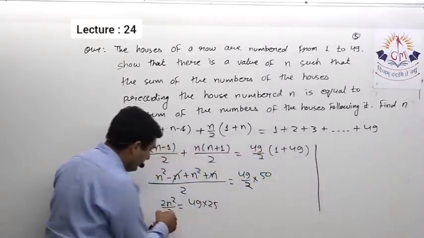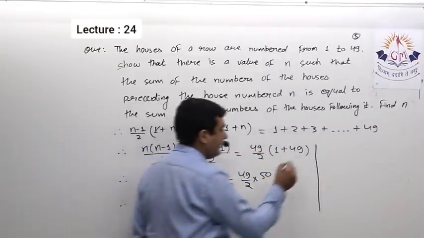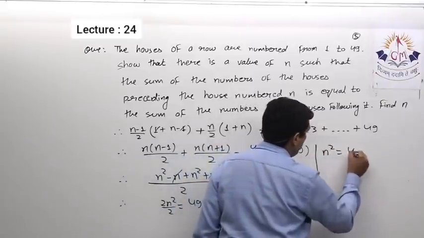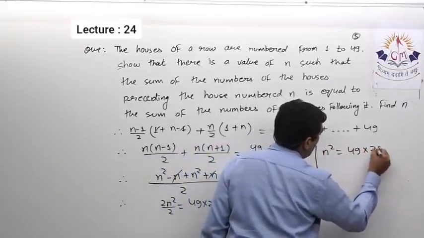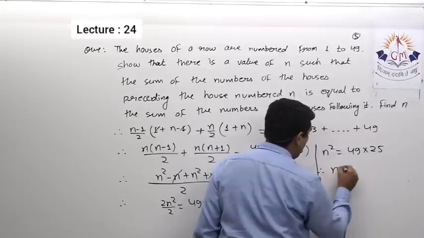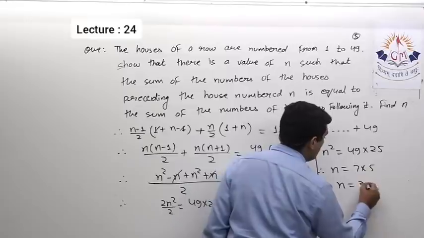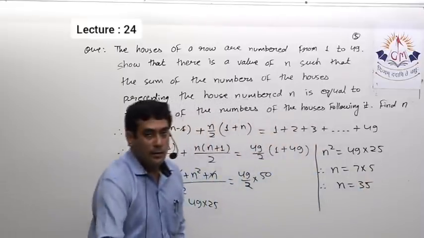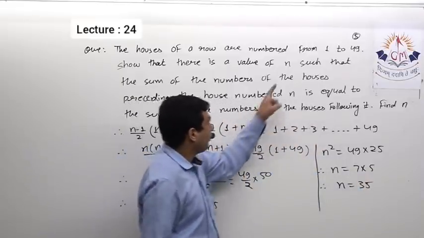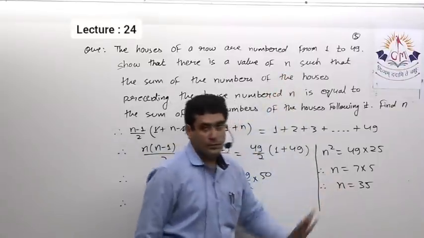Okay, now I can cancel this 2 and 2, so I will get n square. n square is equal to 49 into 25. So n is equal to 7 into 5, that is n is equal to 35. That means the required house number is 35.